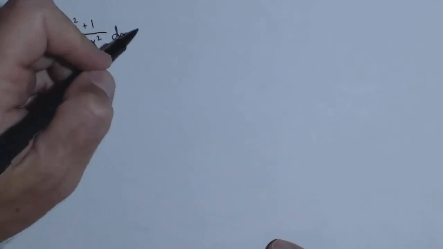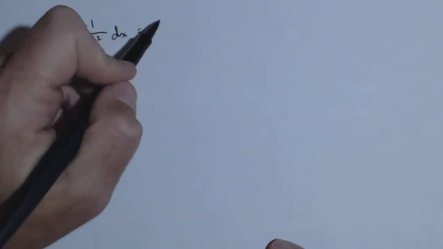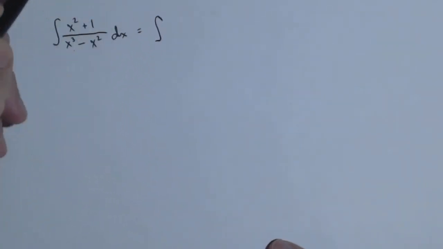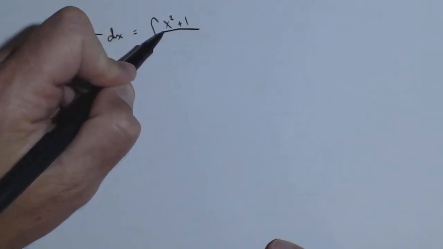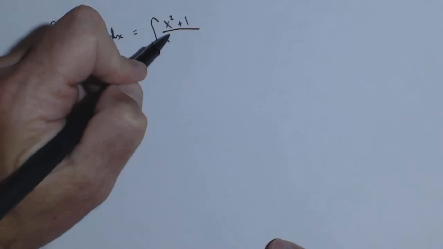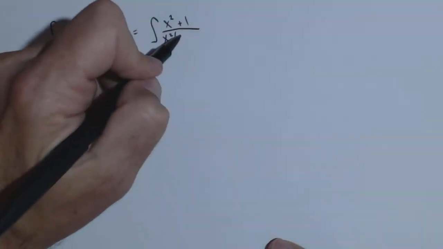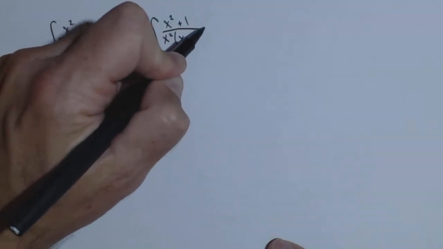So we're looking to solve this integral, x squared plus 1 over x cubed minus x squared. And we're going to end up using something called the method of partial fraction decomposition. To do that, the first thing you want to do is factor your denominator. I can pull an x squared out of these two terms, and then I get left with x minus 1.